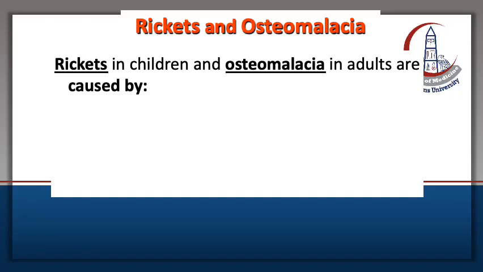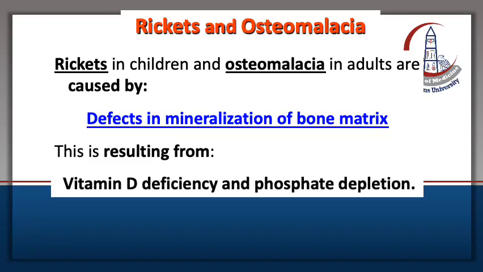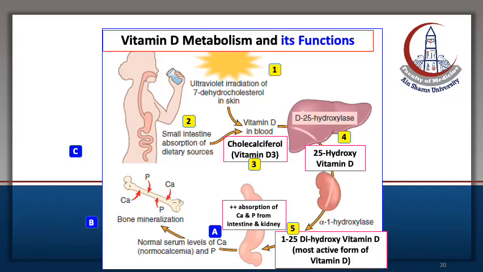which have the same core cause of defective mineralization of bone matrix as a result of vitamin D deficiency and phosphate depletion. The difference in between both diseases is the age of the patient. Rickets occur in children, while osteomalacia occurs in adults. To understand those diseases, we should first talk about the vitamin D metabolism.